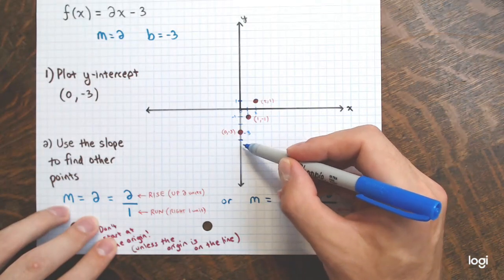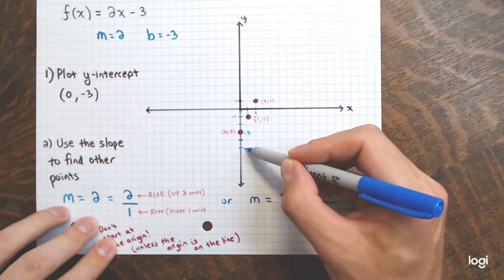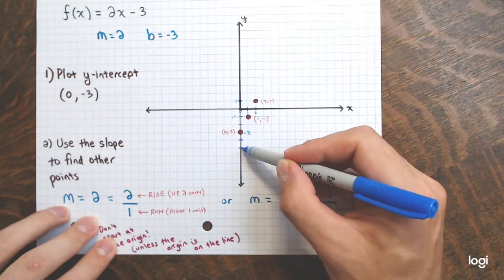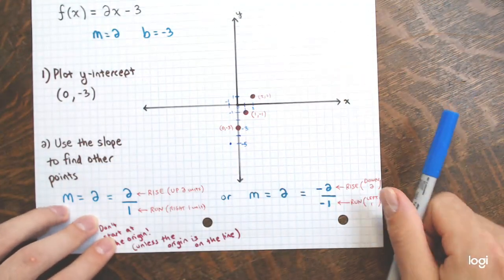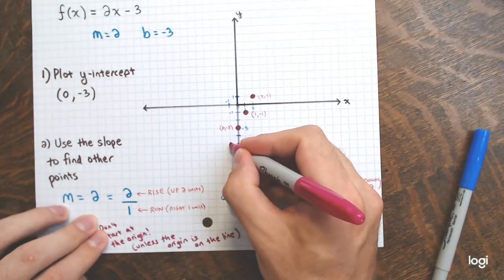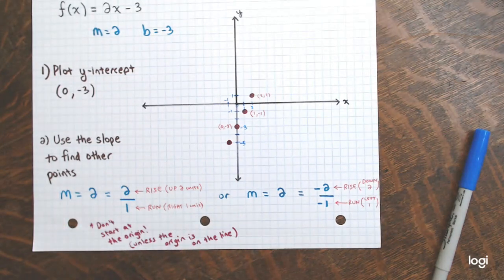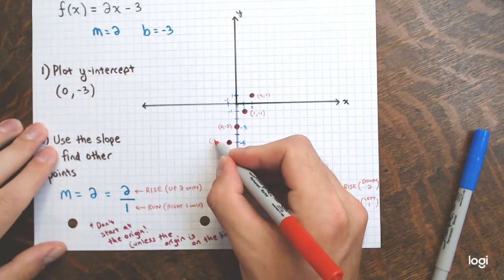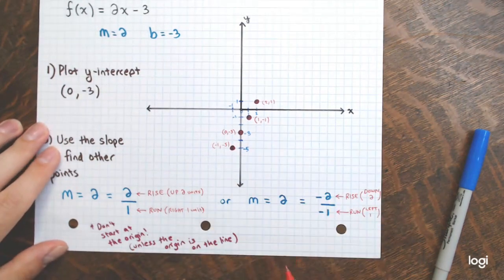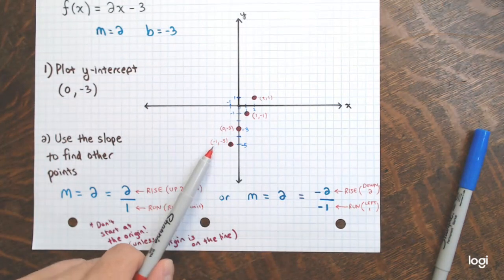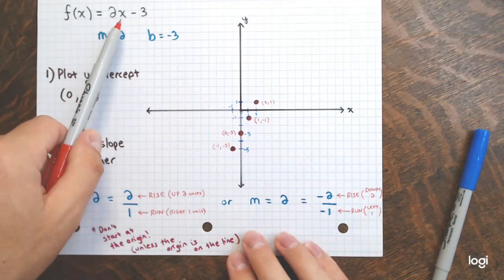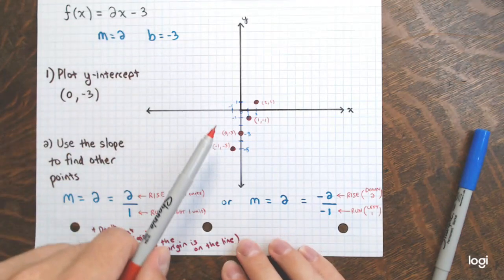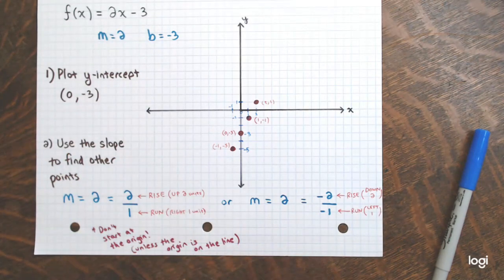Down 2 units, so from negative 3 on the y-axis to negative 5, down 2 units, and then left 1, I'm at this location, which is the ordered pair negative 1, negative 5. And again, double check it. When x is negative 1, is the output negative 5? Well, 2 times negative 1 is negative 2. Negative 2 minus 3 is indeed negative 5. That also works.